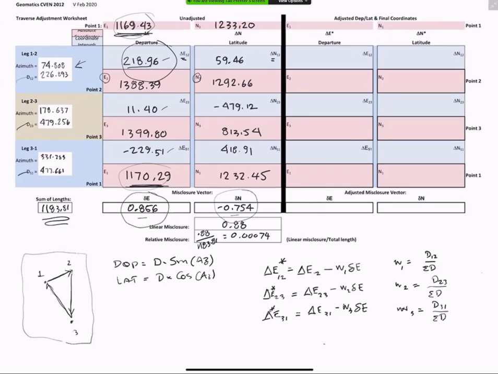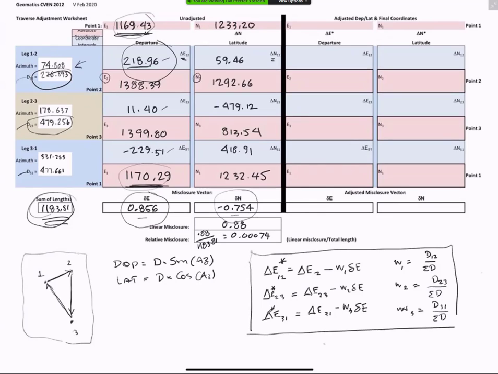And those are very easy to calculate. We've got all the numbers over here on the left. We've got our weight 1, our distance 1 divided by the sum of the lengths, distance 2 divided by the sum of the lengths, and so forth. So I am going to calculate these values here, and I'm going to write them in over on the right-hand side of this table under the delta E asterisk and delta N asterisk columns.